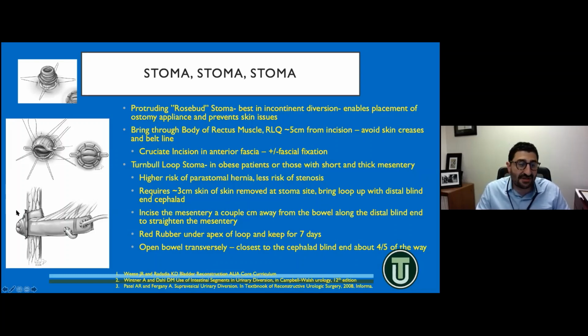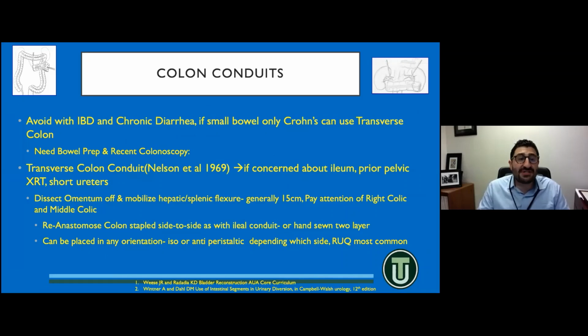And then open the bowel transversely. The blind end can be anastomosed flush to the skin, whereas the actual end of the conduit needs to be rosebudded as well to enable bagging. Colon conduits, you want to avoid these in patients with ulcerative colitis, chronic diarrhea. If they have small bowel only Crohn's disease, you can use the transverse colon.